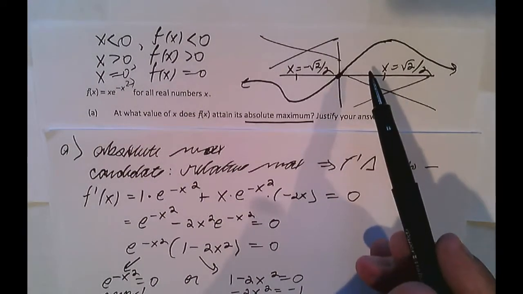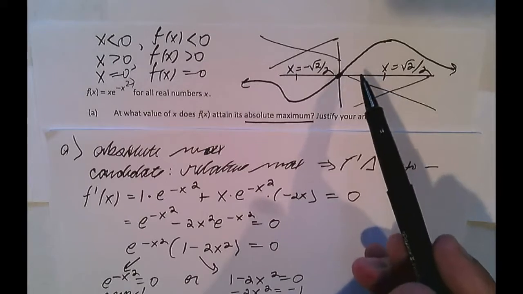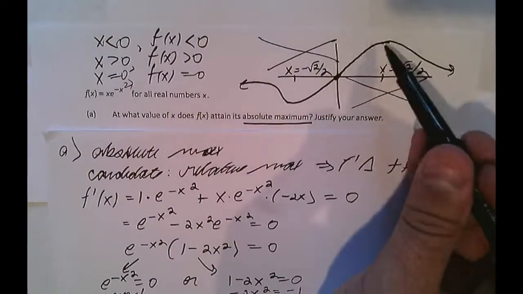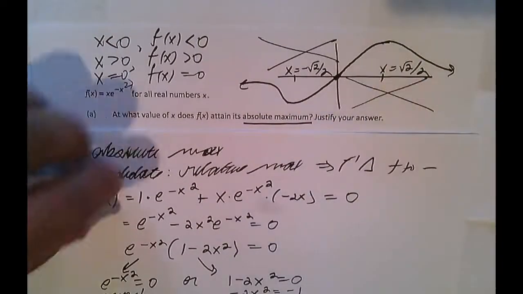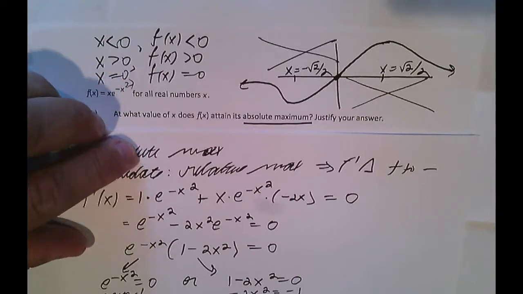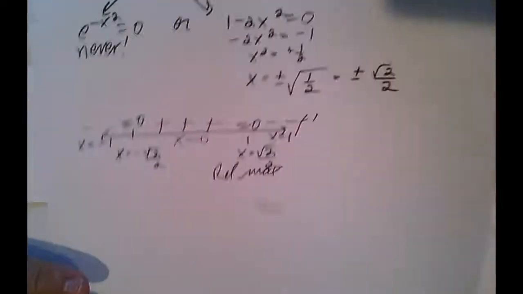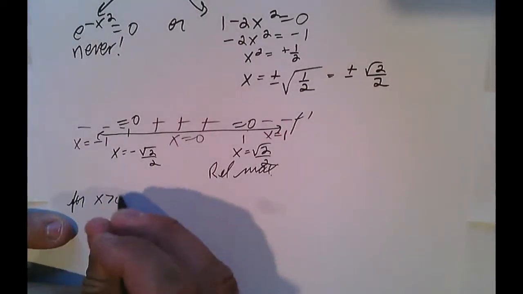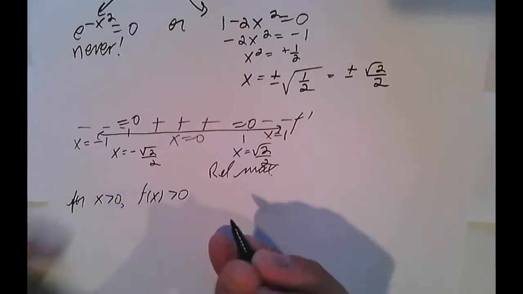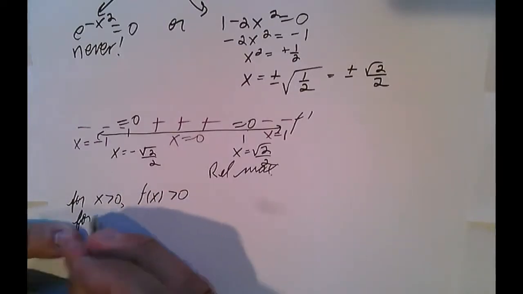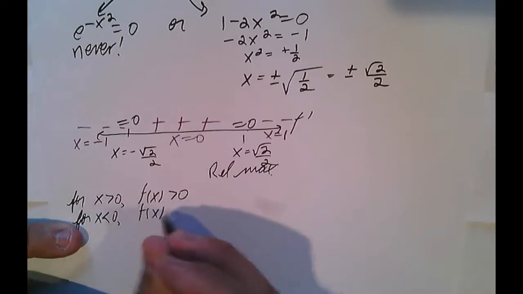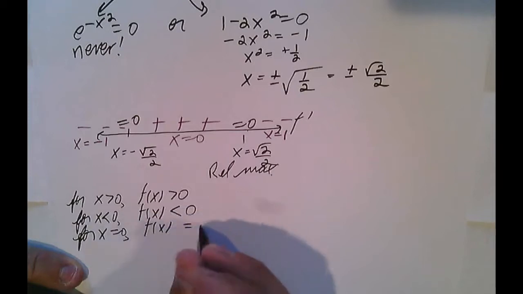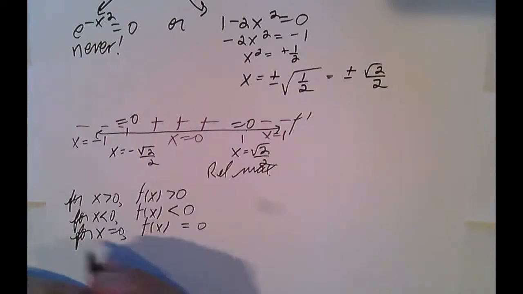But now that I've got the graph in front of me, I hope you're convinced where the absolute maximum occurs. It's going to have to be here at the relative max. The problem, though, is you can't justify it simply based on the graph. So what you're going to have to do is do something like this. For x greater than 0, f of x is positive. For x less than 0, f of x is negative. For x equals 0, f of x equals 0.